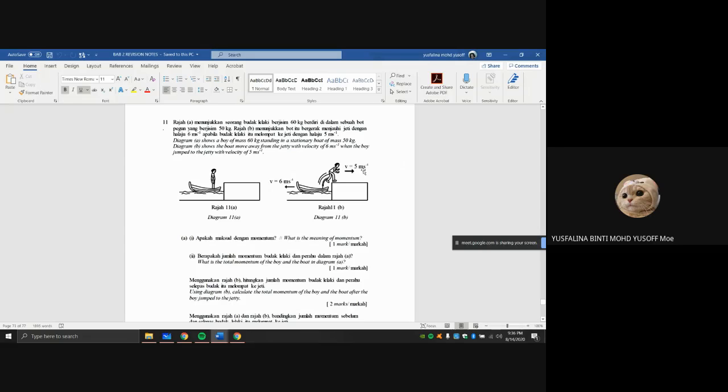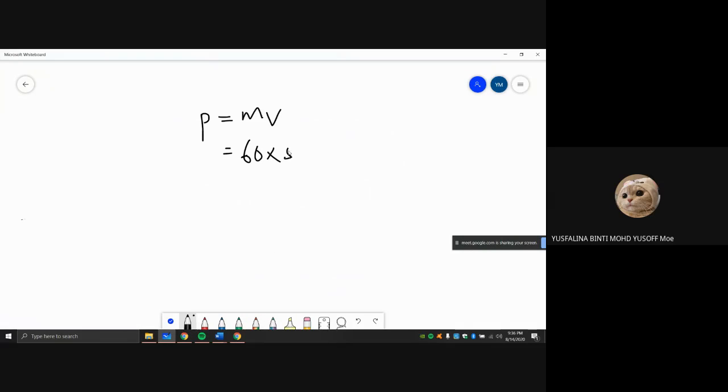Because there are opposite directions here, one of them should have a negative sign. Usually velocity to the left we put as negative, and this one we put as positive. So remember for momentum, if there are opposite velocities, one of them must be negative. We assume negative is to the left and positive is to the right. The boy moved at 5 m s^-1, so multiply by 5, and you get 300.